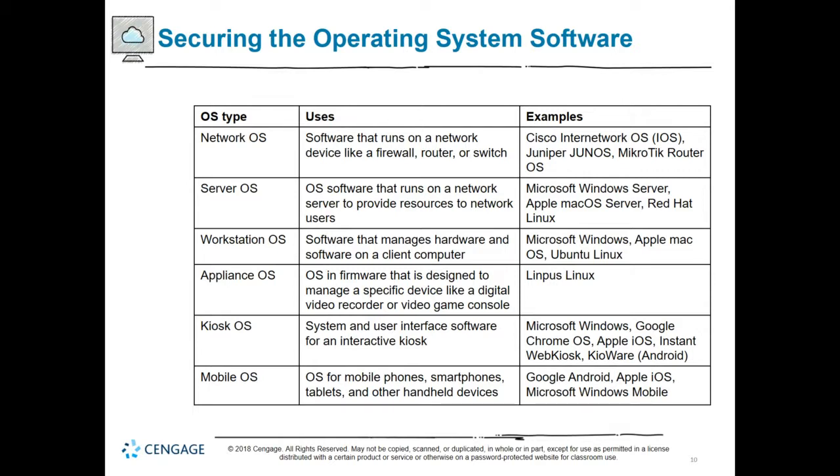Workstation OS, this is your Microsoft Windows. This is the operating system that's going to be running on the client computer. Appliance OSs, these are things that are either used to manage a specific device or something like a video game console. Kiosk OSs are systems and user interface software for interactive kiosks. These can be Windows, they can be Chrome, Apple, among others.